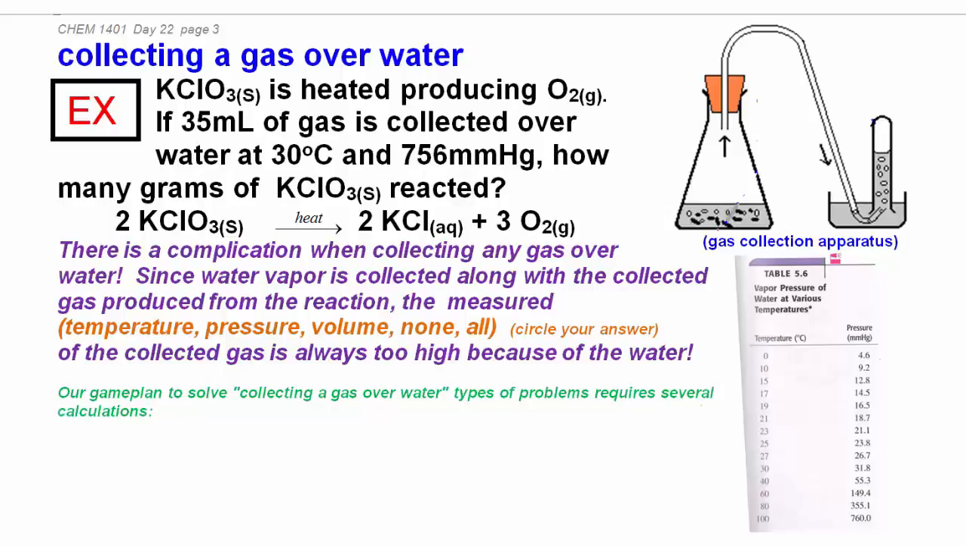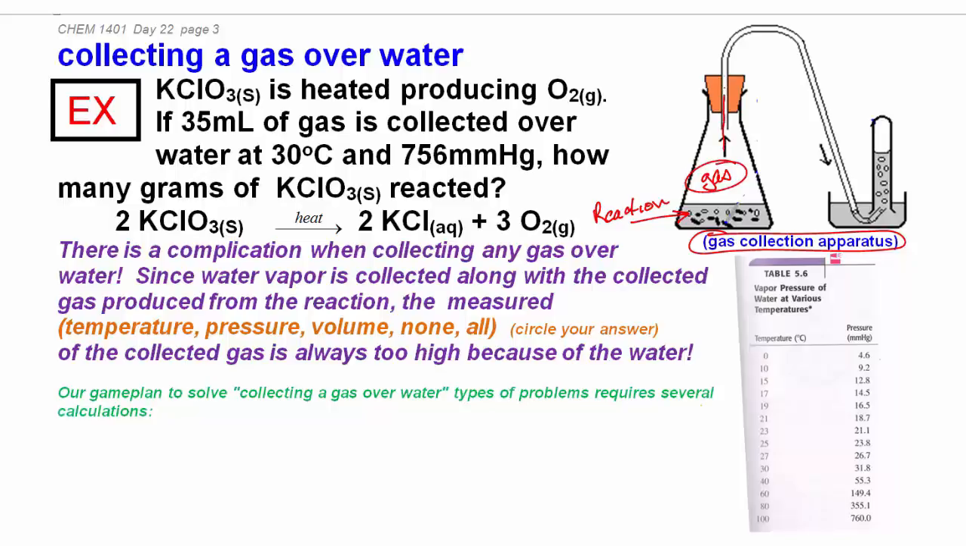When we collect a gas over water, that's a partial pressure problem. Let me show you what I mean. This is a gas collection apparatus, and what happens is that there's a reaction going on in here. And these reactions always produce some kind of gas. Okay? And where does this gas go?